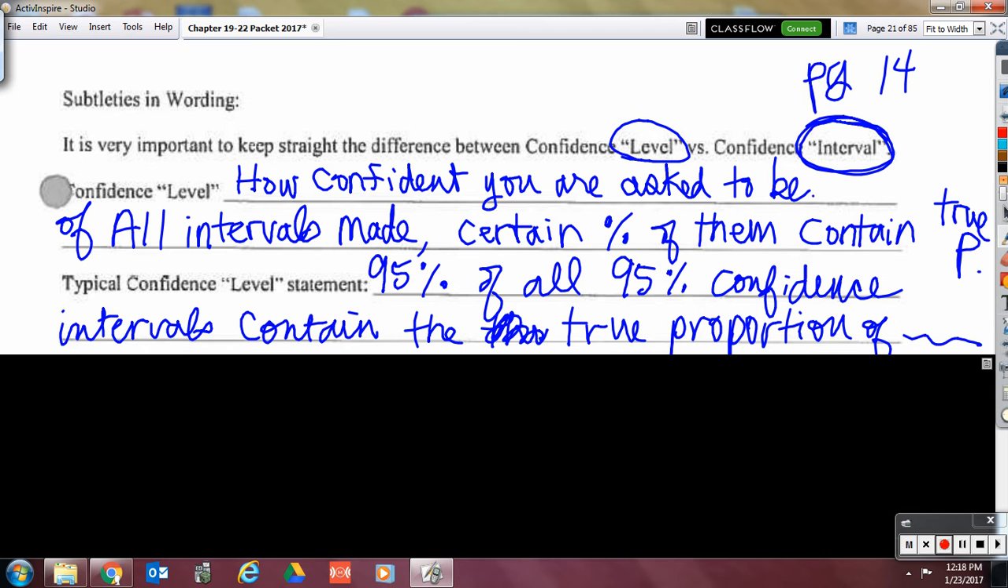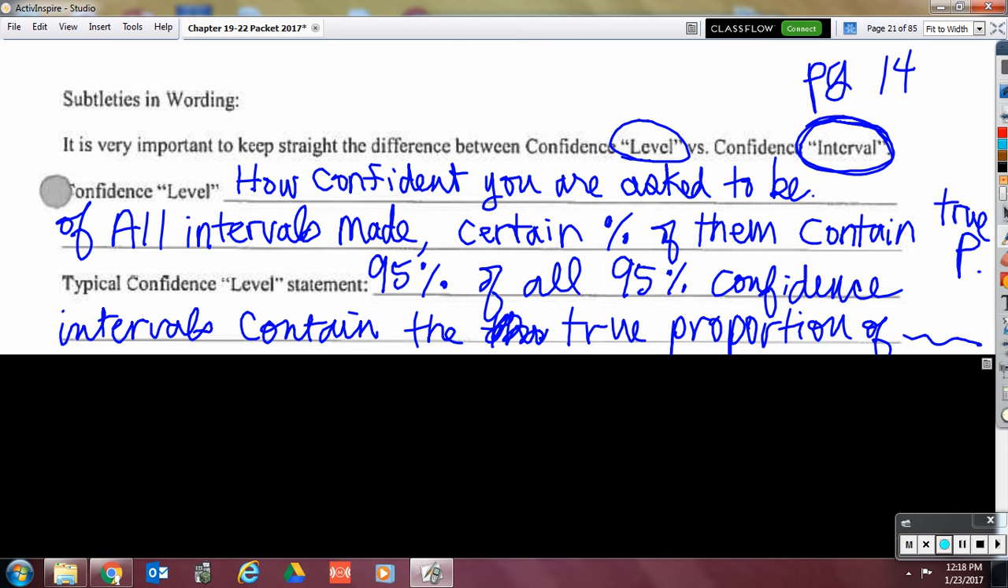So here's an example: 95% of all the 95% confidence intervals. Those have to coincide. You can't mix and match. It's kind of like a common denominator. You can't mix and match 95% confidence intervals with 80% confidence intervals or different ones. They have to all be the same. Okay, so 95% of all of the 95% intervals will contain that true thing that we're looking for.